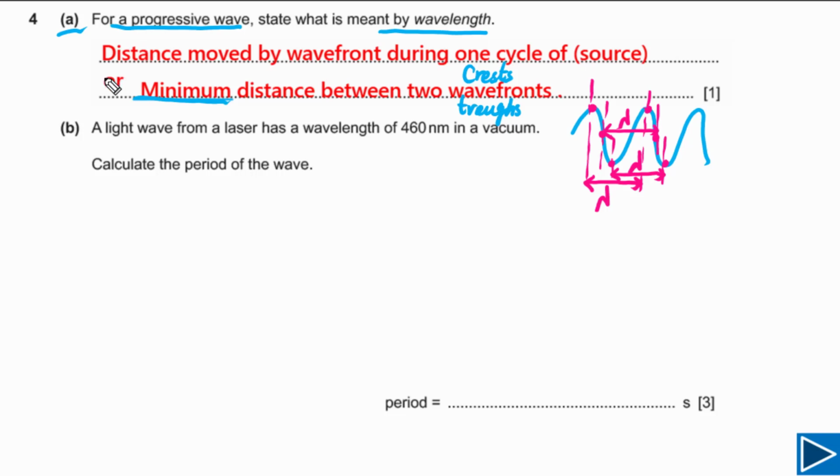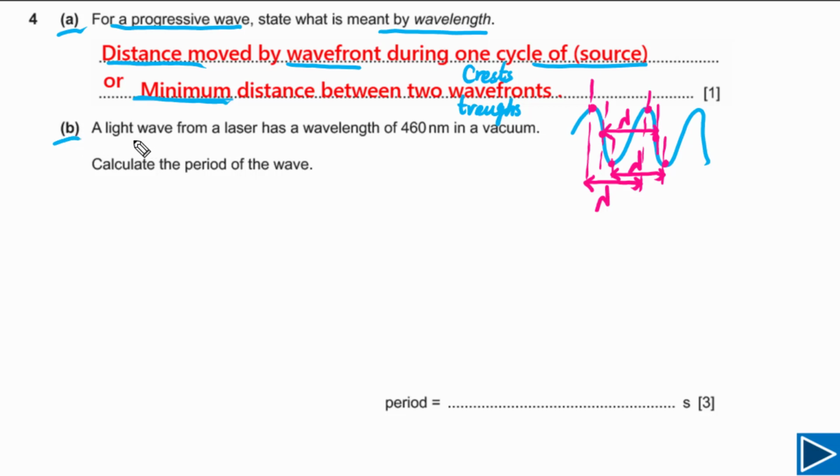Another way to define wavelength is the distance moved by a wavefront during one cycle of the source. It simply means that one cycle is completed by the source, and the distance traveled by the wave will be equal to 1 wavelength. So this is another way to define wavelength.